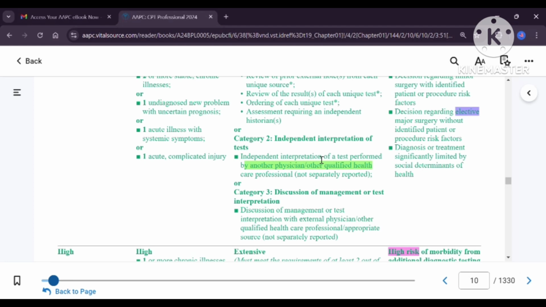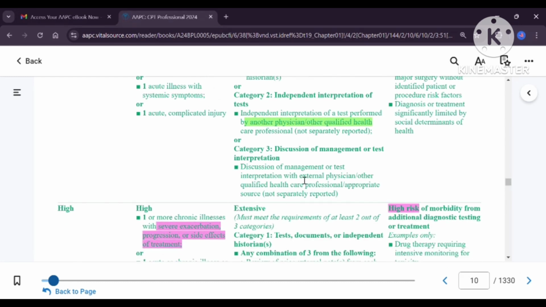That means the patient has got some test that was done by a different doctor, but the new doctor who is taking the patient is giving the report on it. He is giving the interpretation and report, but the testing was done by a different doctor. Then you can consider it as a moderate amount of complexity of data to be reviewed and analyzed.